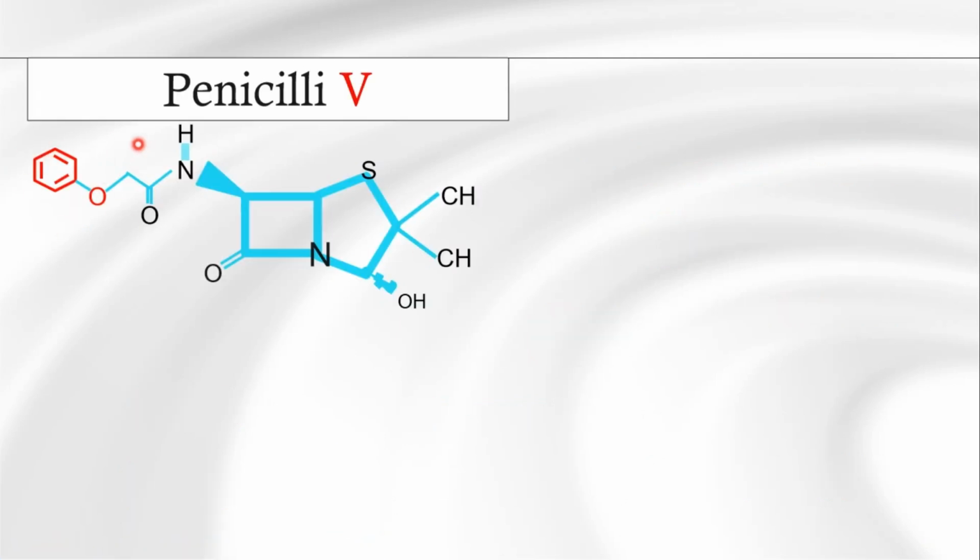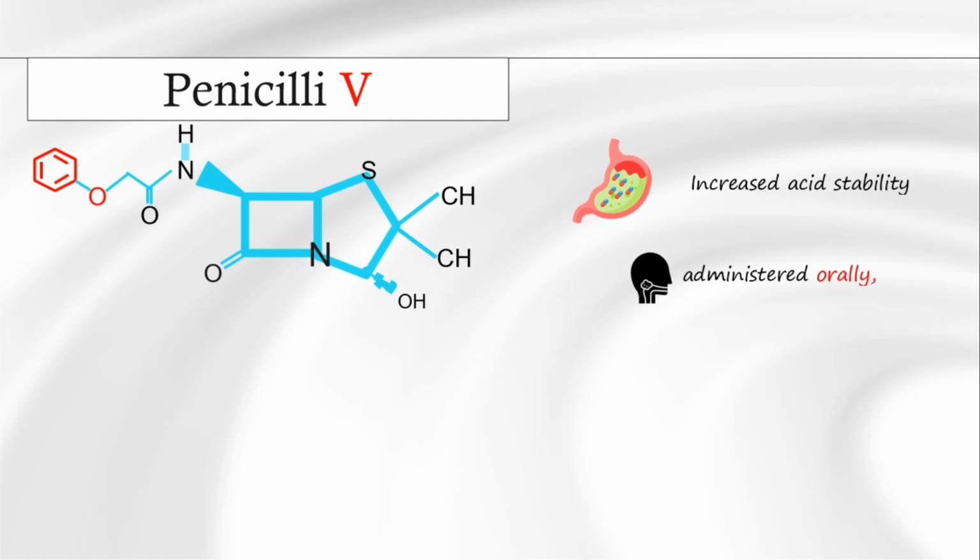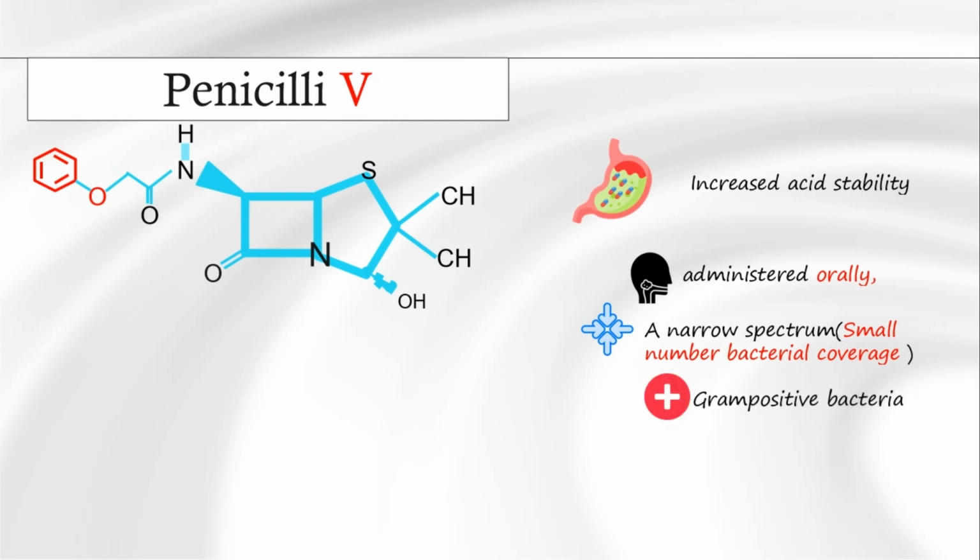Next, we have penicillin V, also known as phenoxymethylpenicillin. Its R group features a phenoxymethyl group, represented as follows. One of the standout features of penicillin V is its increased acid stability. This property allows it to be administered orally, making it more convenient for patients compared to its predecessor. While it shares a similar spectrum to penicillin G, targeting primarily gram-positive bacteria, it is slightly less potent. Nevertheless, it remains a valuable option in the treatment of infections where oral administration is preferred.